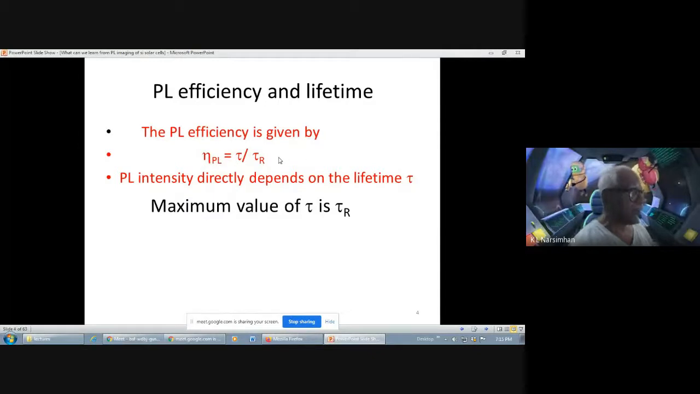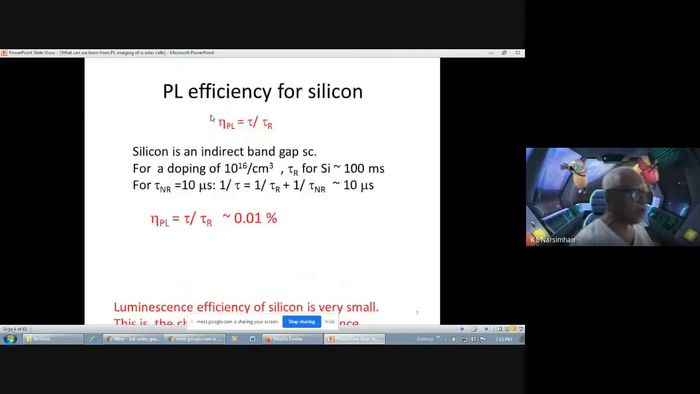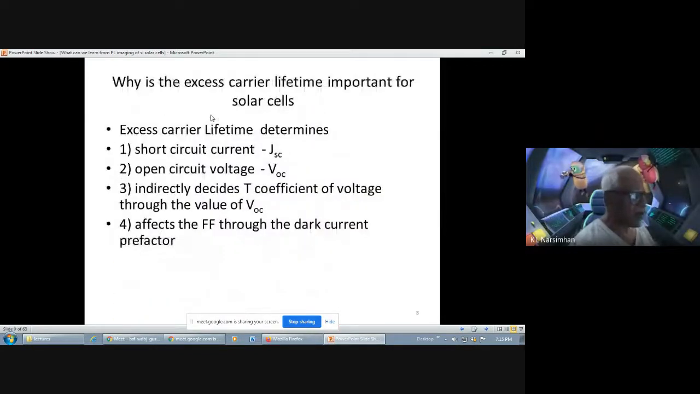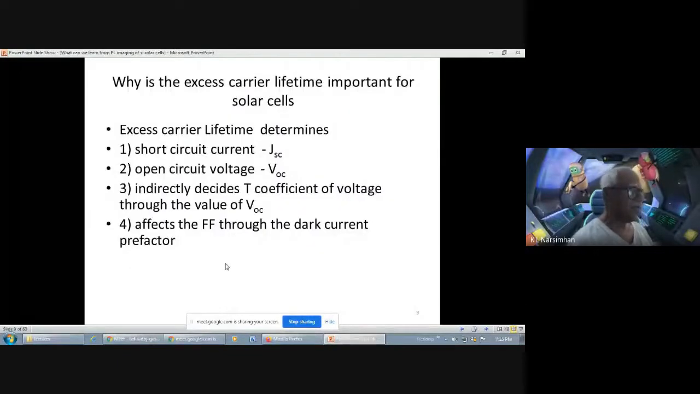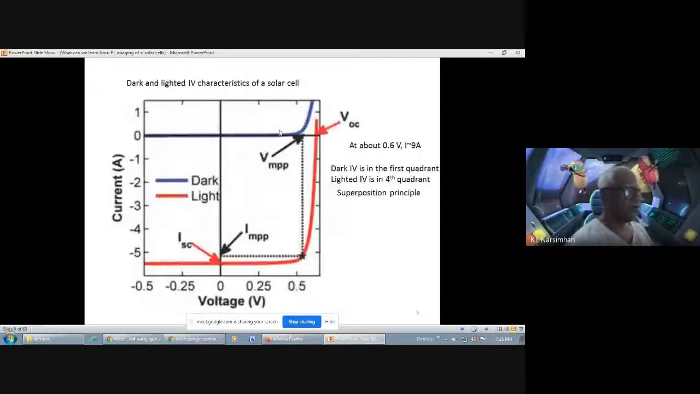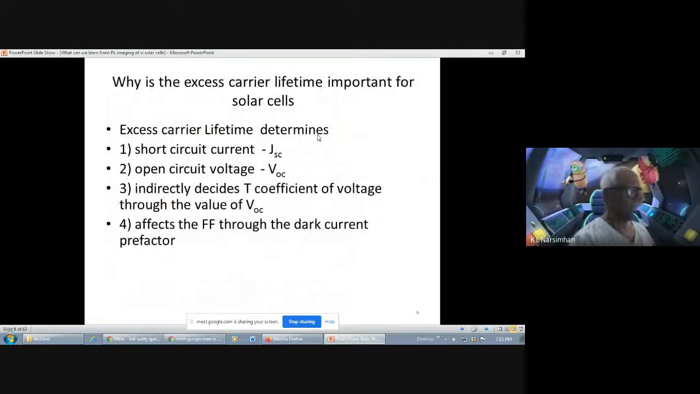The excess carrier lifetime, which is defined through this term tau, is a very important parameter in solar cells, because it governs literally everything. It governs the magnitude of the short circuit current. It governs the open circuit voltage. So how large the open circuit voltage is, is also controlled by this excess carrier lifetime, tau. It also controls the shape of this curve. In short, this excess carrier lifetime determines, indirectly or directly, the efficiency of the solar cell.